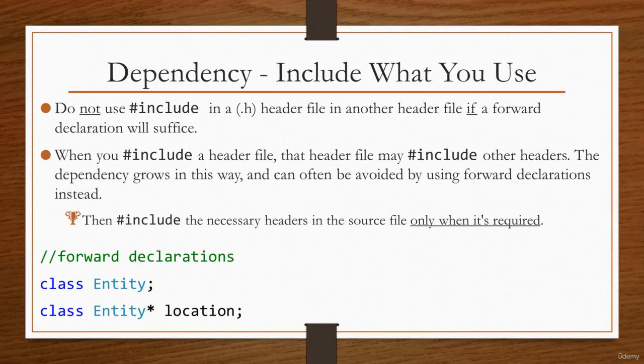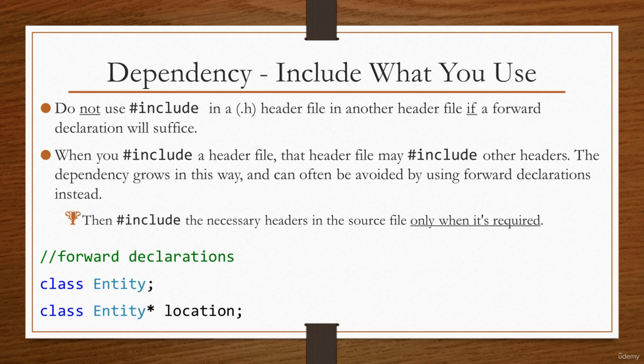When developing in C++, it's best to use the include what you use dependency model, and with that we do not include one header file in another header file if a forward declaration will suffice, because when you include a header file, that header file may include other header files. The dependency grows in that way and can often be avoided by using forward declarations instead, and then we include the necessary headers in the source files where required, and in that way we only include what we use when we actually need that. We've seen some of these examples in the module C++ 102, but I just want to reiterate with that here. I have two examples of forward declarations at the bottom of the slide.